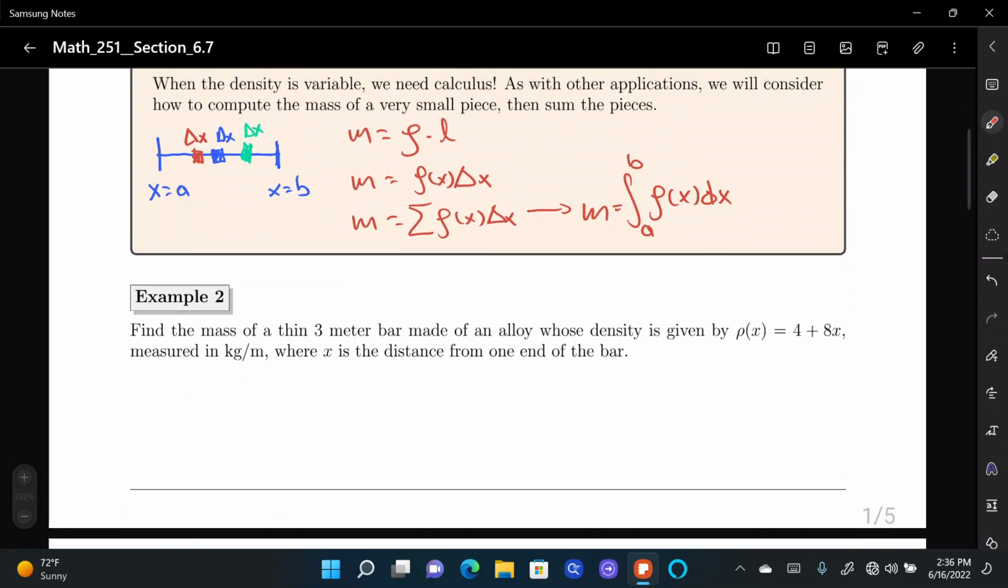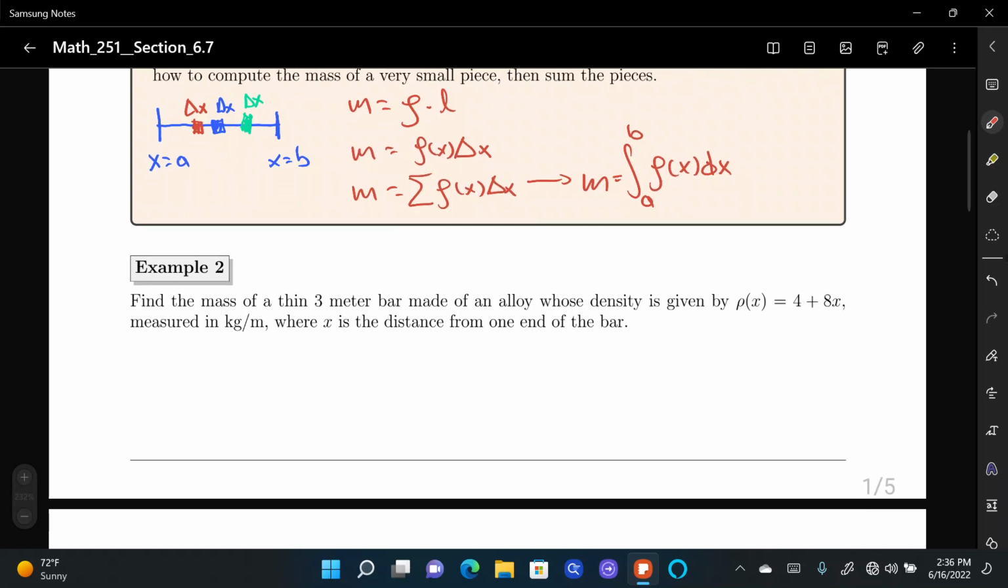So, okay, let's find the mass of a thin 3-meter bar made of an alloy whose density is given by rho of x equals 4 plus 8x. Again, it's an alloy. The density is not even at every single point. And this function is measured in kilograms per meter. That's the density, where x is the distance from one end of the bar.